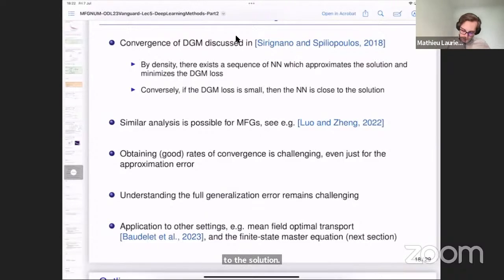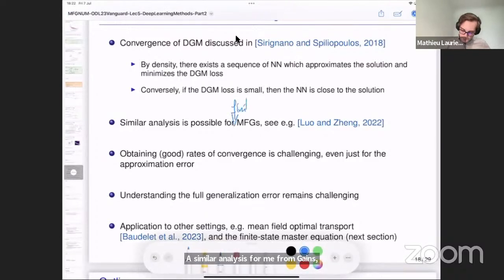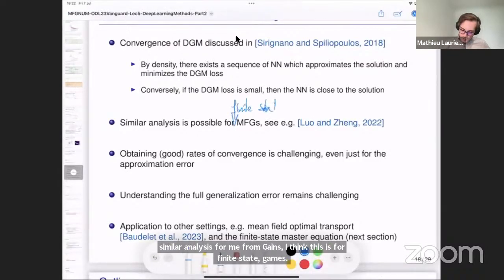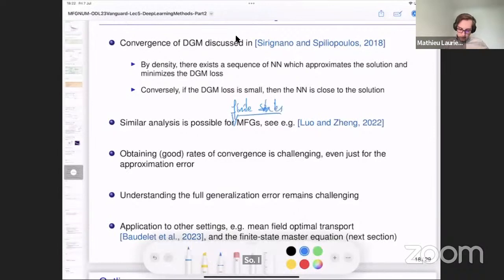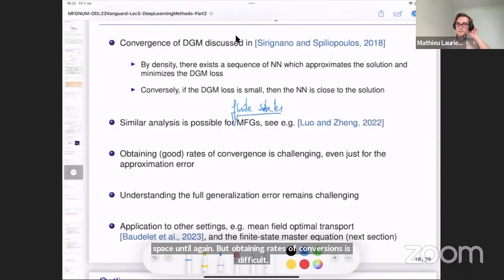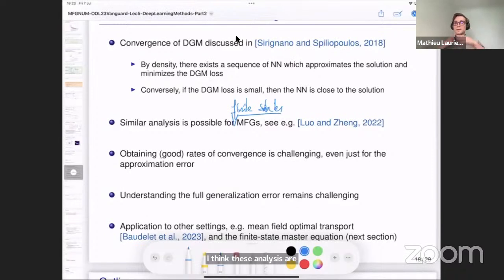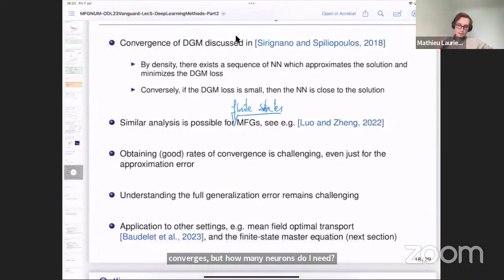Similar analysis exists for mean-field games. I think this is for finite state mean-field games. I think that it remains to be done for continuous space mean-field games. But obtaining rates of convergence is difficult. I think these analyses are mostly asymptotic in general. So saying you take big enough neural networks, then it converges. But how many neurons do I need? This is a difficult question. The full generalization error, including the optimization and estimation errors, is a challenging question.